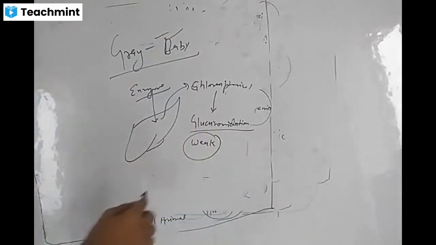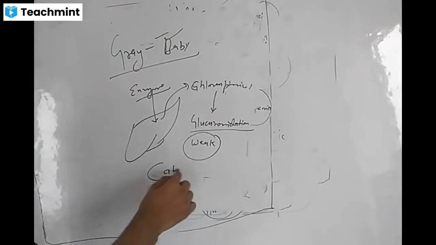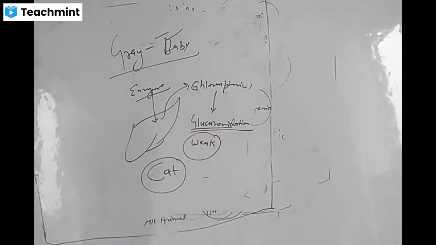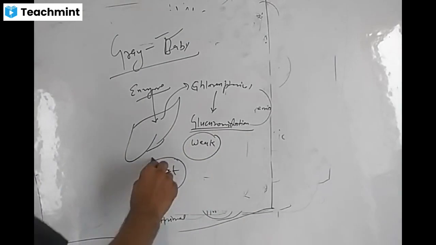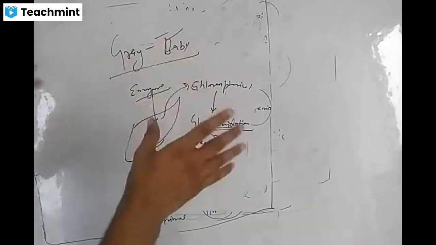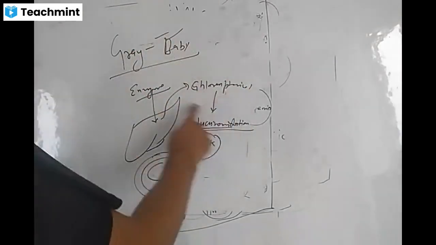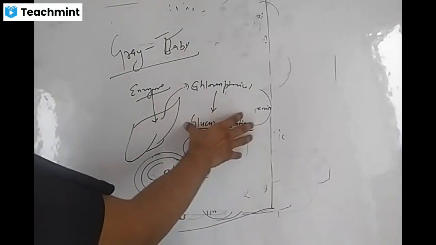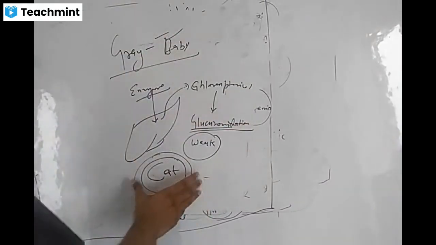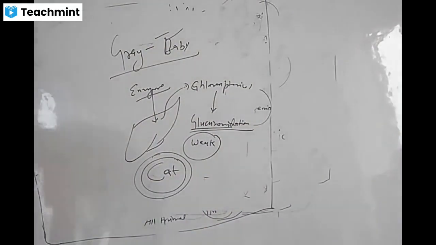Similarly, in case of cat, glucuronidation is absent or negligible. So cats accumulate chloramphenicol because of the absence of glucuronidation, because the main mechanism which metabolizes the molecule chloramphenicol is glucuronidation. In human beings, gray baby. In cats, toxicity.